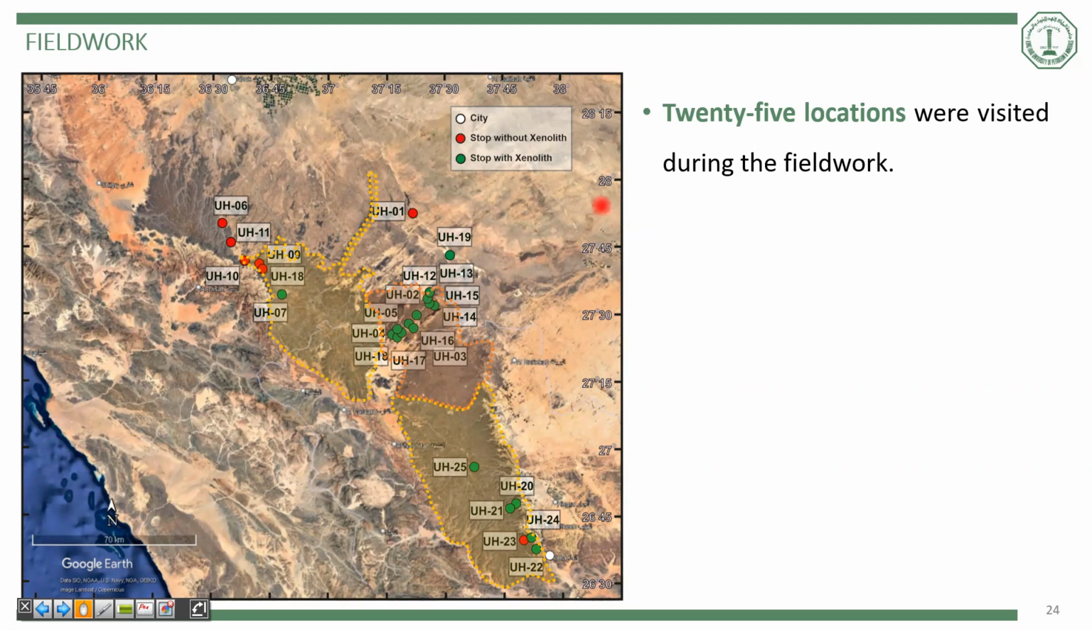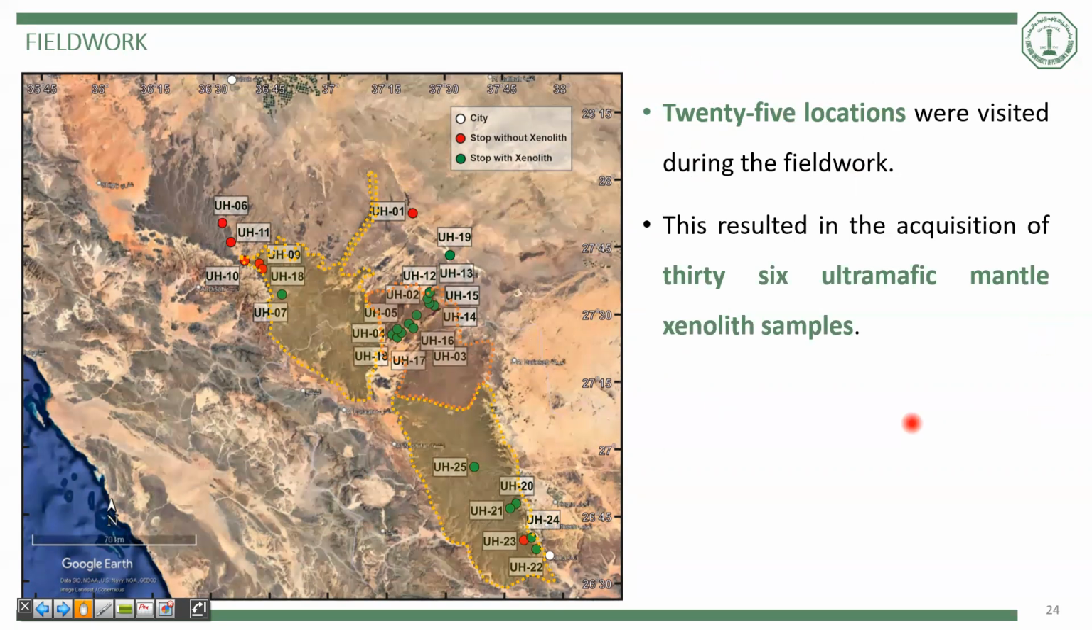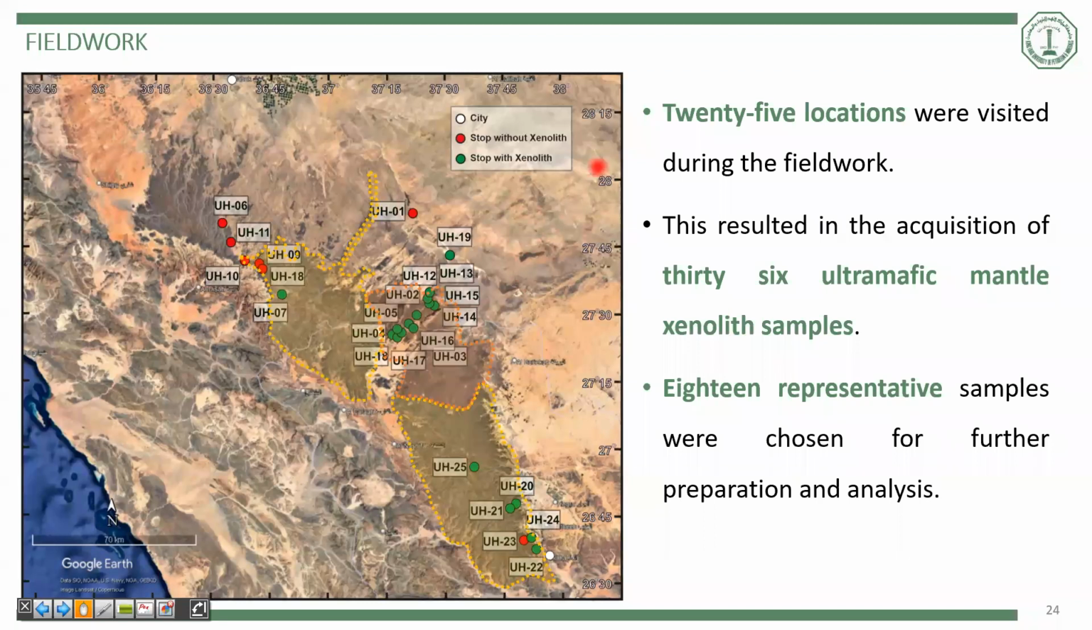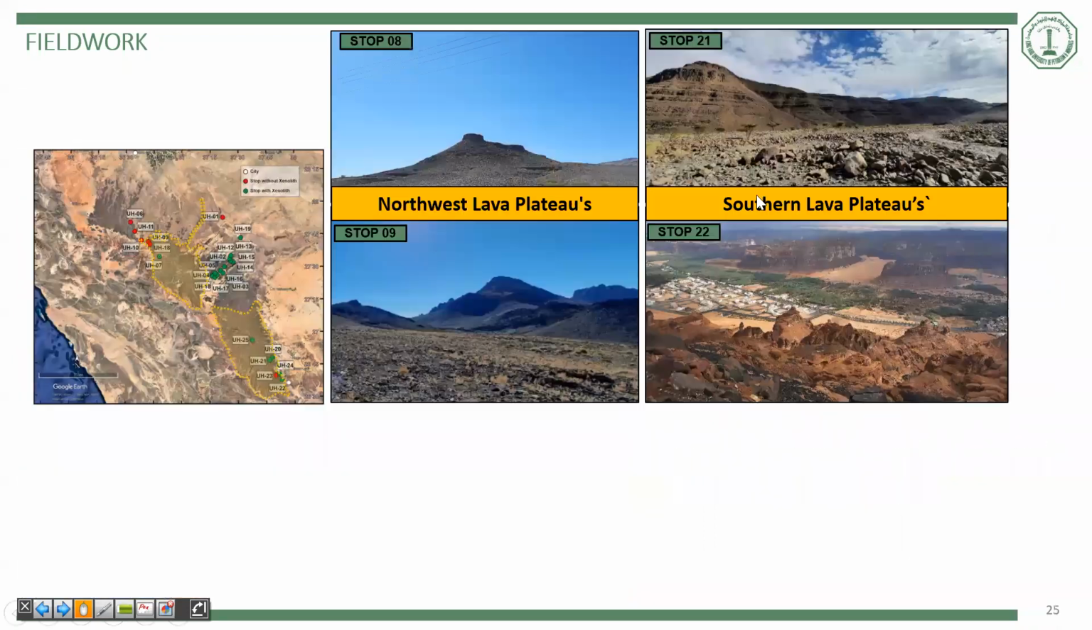Field work in 2020 with Dr. Scott and Mr. Mutasim. We came to 25 locations. This resulted in acquisition of 36 ultramafic mantle xenolith samples. From those, 18 representative samples were chosen for further preparation and analysis.